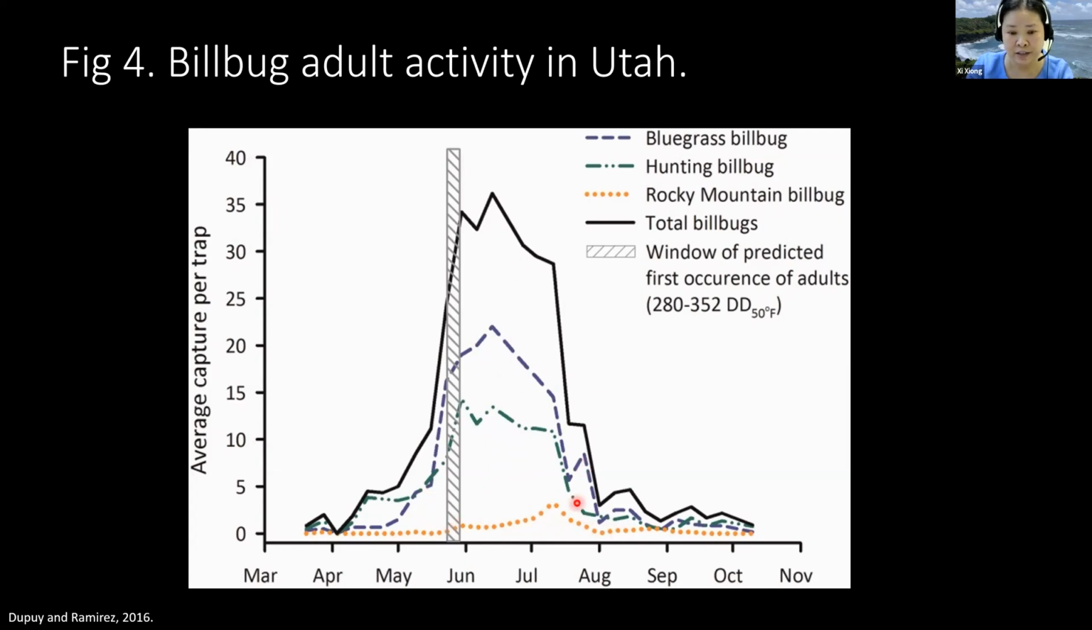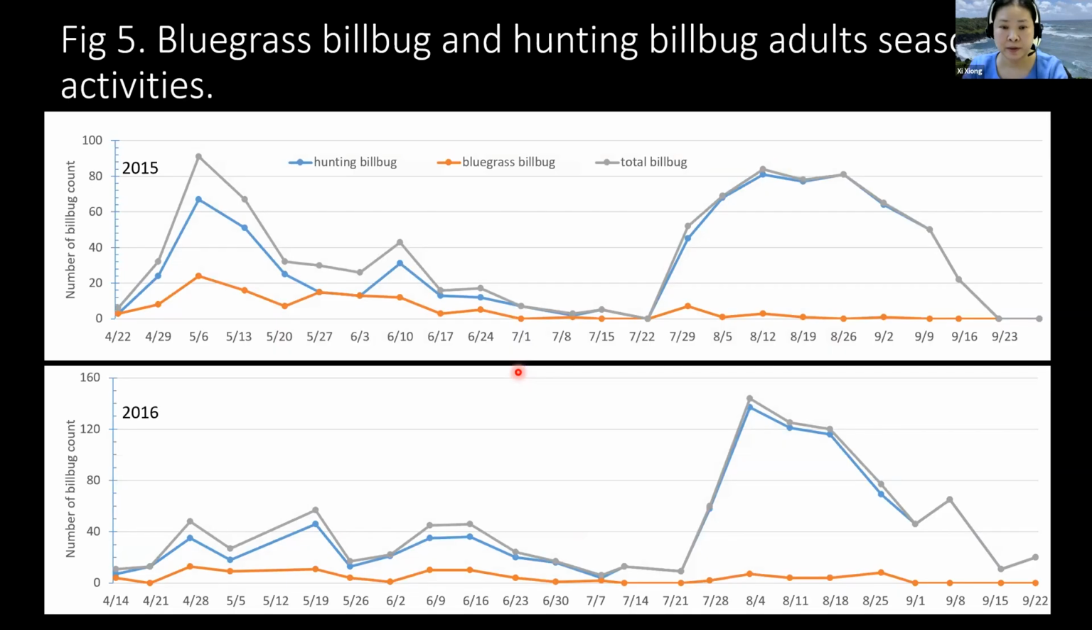Based on their data, they typically have one large peak activity period for the adult billbugs, going anywhere from the later part of May to August. This type of pattern is very good for them, because then you can use a degree-day model to predict the occurrence of the adult activity, and therefore determine when you should put down the application to treat this pest. Here in Columbia, Missouri, however, the story is a little bit more complicated.